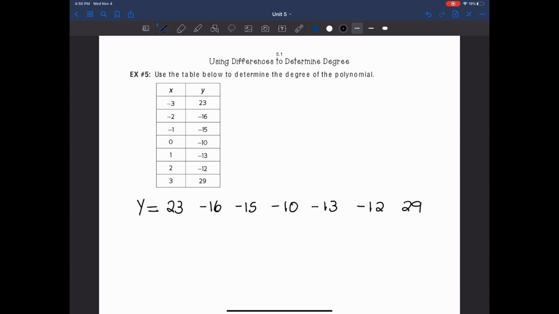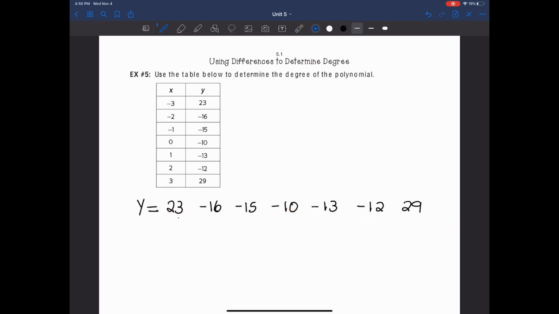So what we're going to do here is look for some patterns. I'm going to start by using the color blue. What I want to discover is the difference between these numbers, or in other words, how do I get from this number to this number? I'm going to figure out what that difference is for each of these numbers.